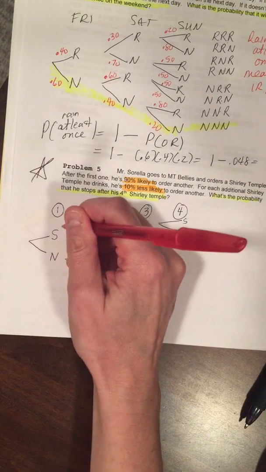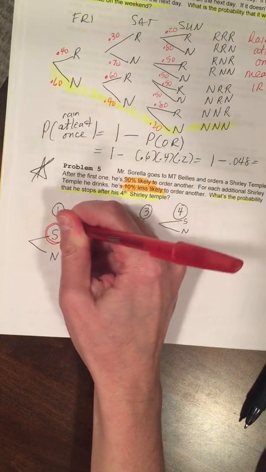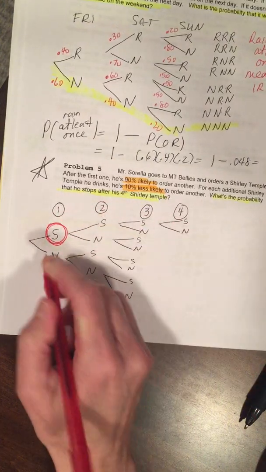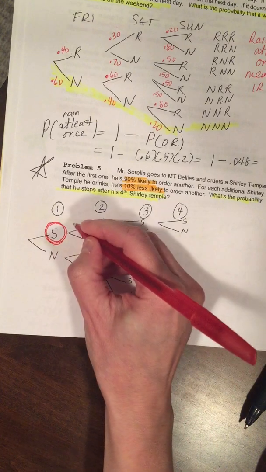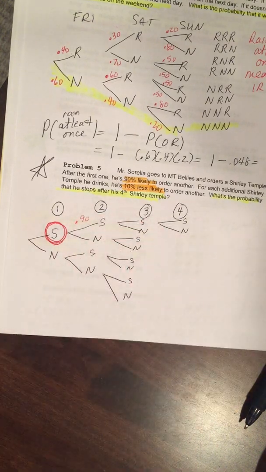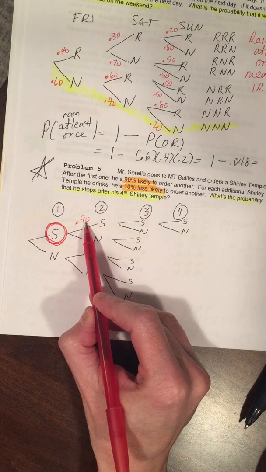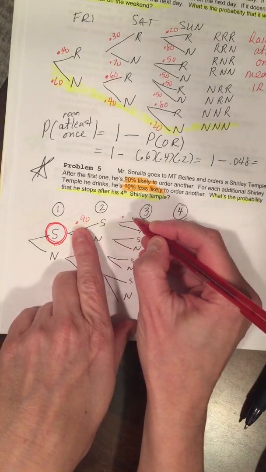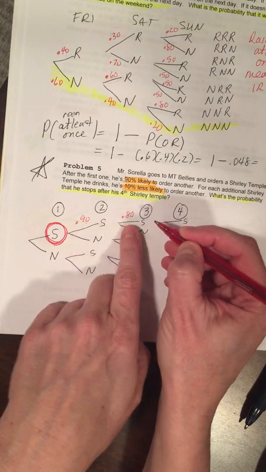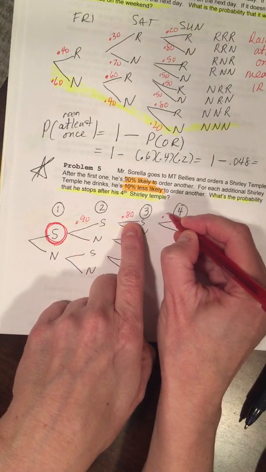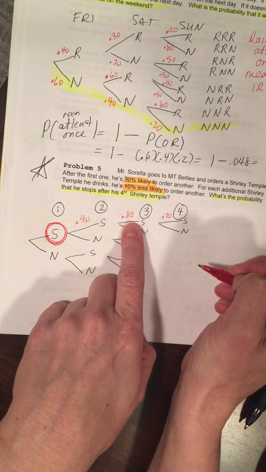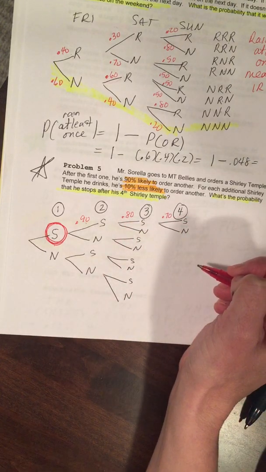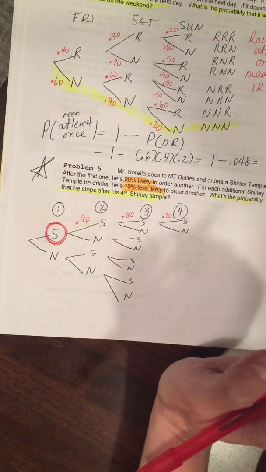It says after he's consumed his first Shirley, he's 90% likely to order another one. Okay, I feel good about that. For each additional Shirley, he's 10% less likely. So if he's 90 on the first, then 10% less likely, 10% less likely. Okay, I'm using all the numbers.